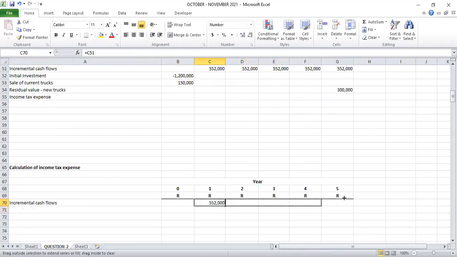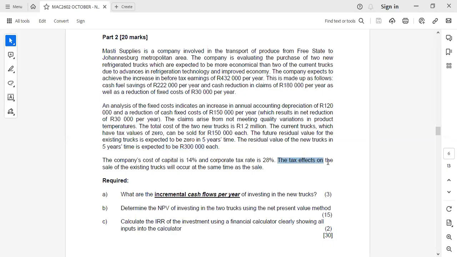You can see that this time around, I've included year 0 in our calculation. I will show you why. Why did I include year 0? It's because here we're told that the tax effects on the sale of the existing trucks will occur at the same time as the sale. The sale is happening at year 0, so the tax effects will also happen at year 0. That's the reason why I've included that.